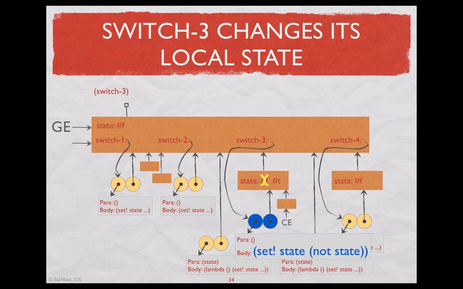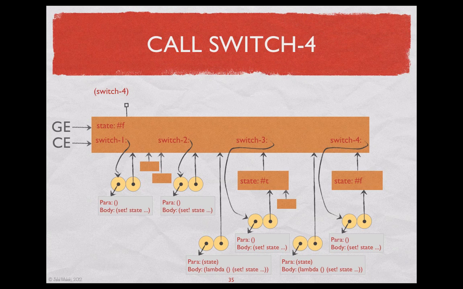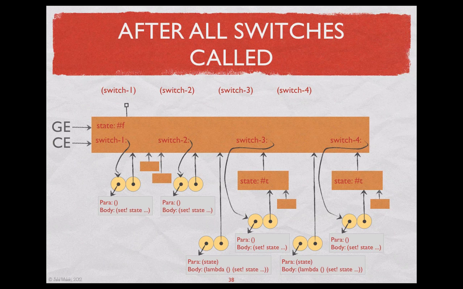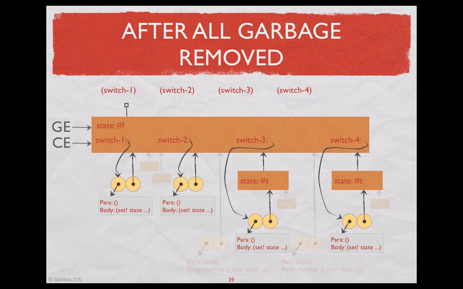Okay? And the same thing with switch 4. So we start evaluating switch 4. We create an environment, and then that causes the state to change to state true. That's it. Well, one more thing.